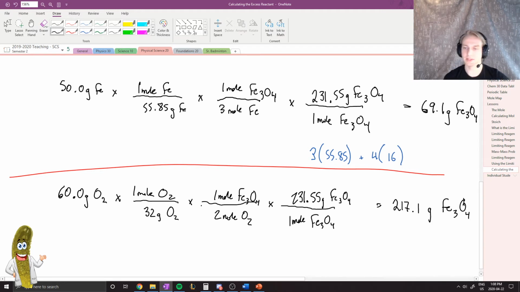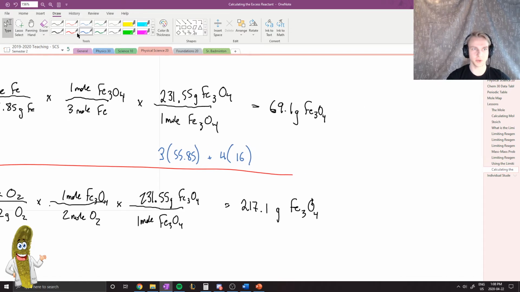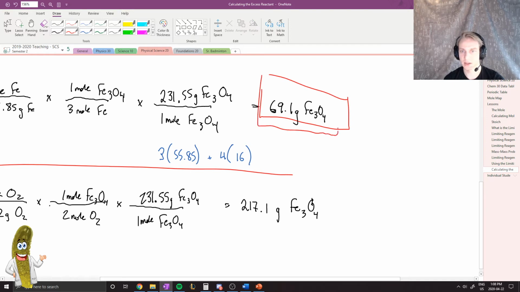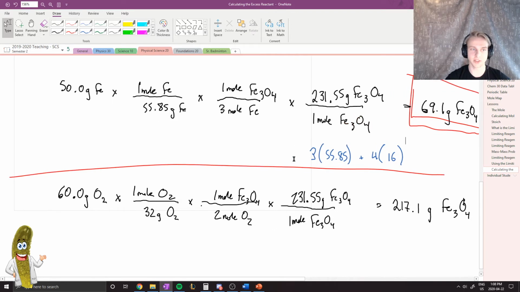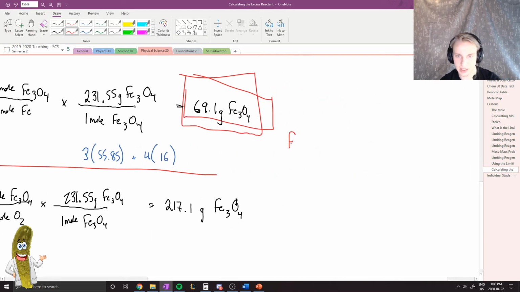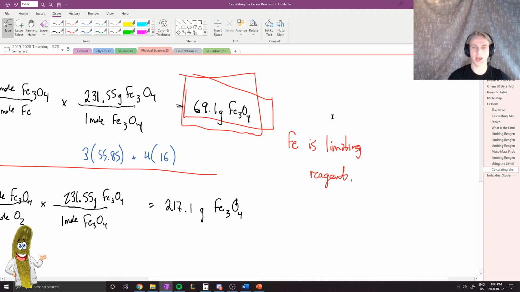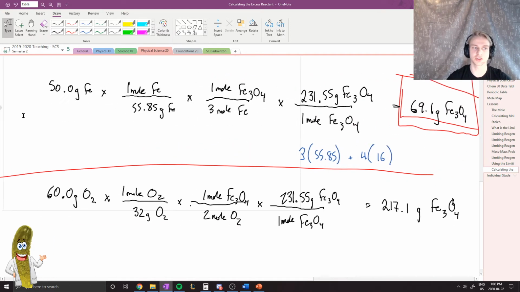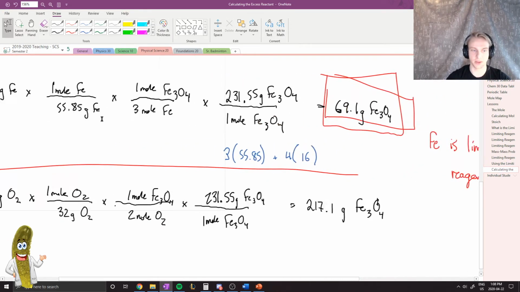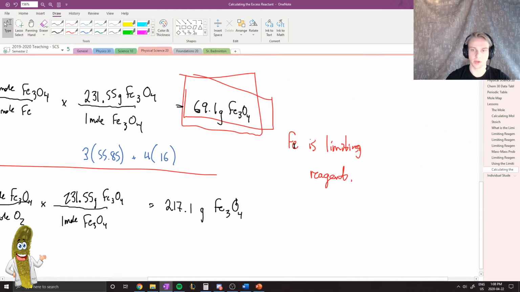And so then what I would do is look at these two solutions and I would say, well, this one right here, that must be the final answer, the 69.1, because that has a smaller amount. And what that also tells me is that the Fe is the limiting reagent. We know that because we were able to produce less of the final product when we started with this Fe. So again, we know that that is the limiting reagent.